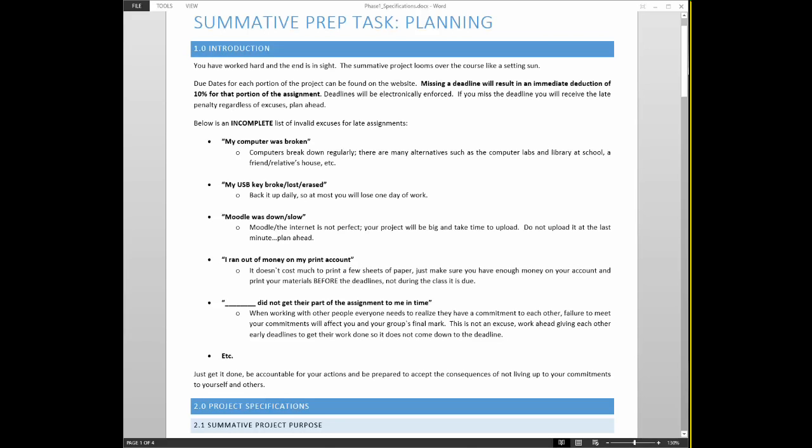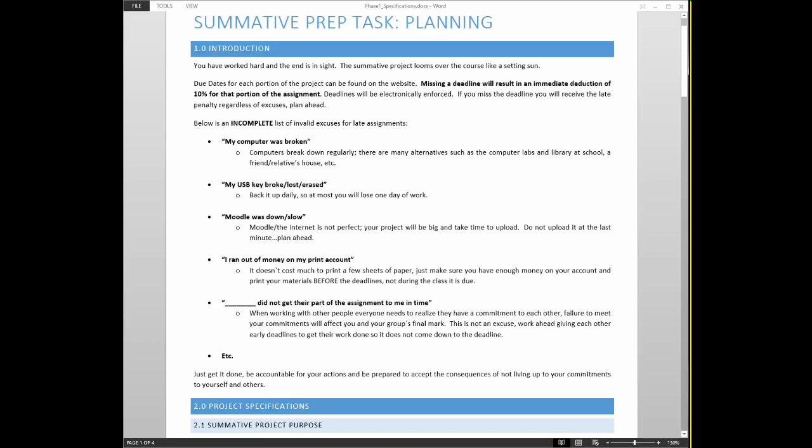So what you're looking at right now is just a quick short list of invalid excuses that I commonly hear every semester and thusly ignore. You should be able to plan ahead for all these circumstances and anything else that comes up. You have lots of time, and you should be planning for any problems that may arise.